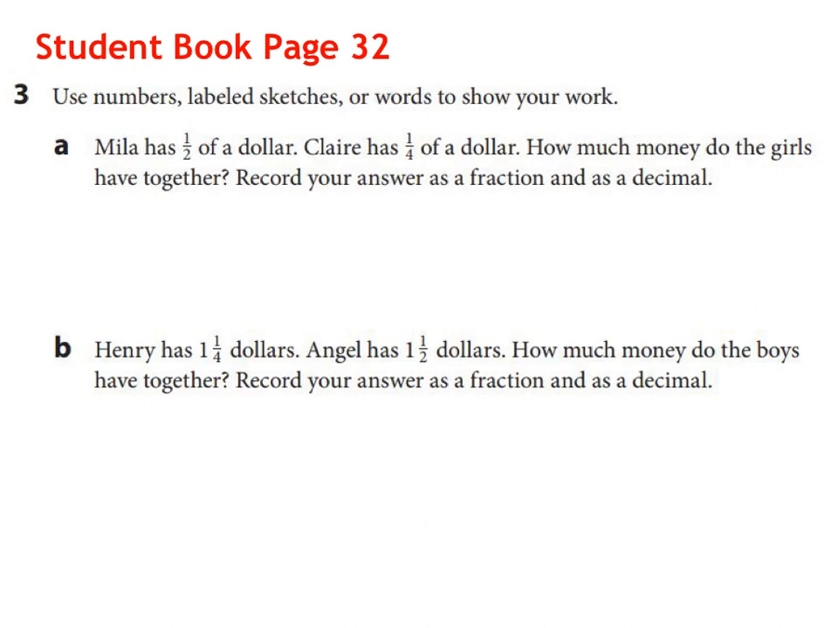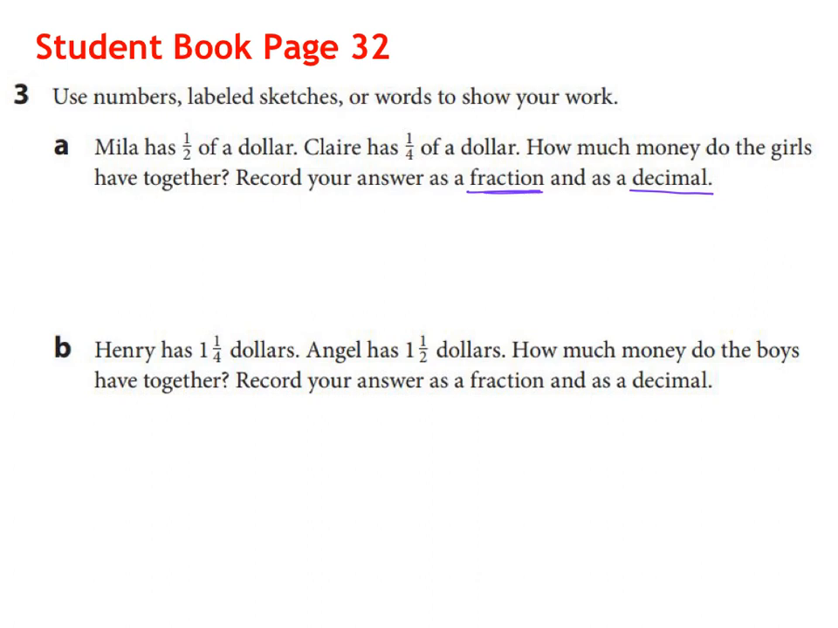On number 3, we're going to be doing word problems. So use numbers, labeled sketches, or words to show your work. I'm going to read A. Mila has half of a dollar. Claire has 1/4 of a dollar. How much money do the girls have together? Record your answer as a fraction and as a decimal. So it's important to remember here, we're going to do it as a fraction and a decimal.